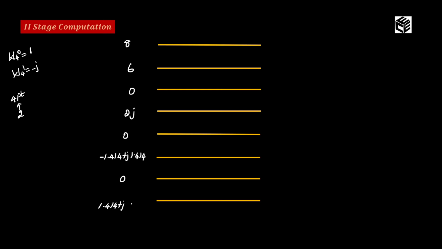1.414 plus j 1.414. Okay, now I am going to give the plus 1 minus 1 value. Since it is 4 line, first 2 will take plus 1, second 2 will take minus 1. The same follows the next part. And wherever there is minus 1, I will be giving the twiddle factor. So it is W4 power 0 equal to 1. W4 power 1 is equal to minus j. W4 power 0 equal to 1. W4 power 1 is equal to minus j.